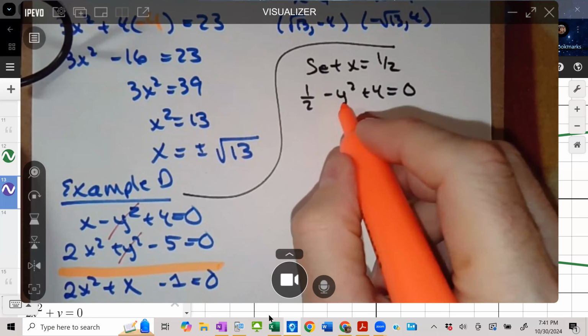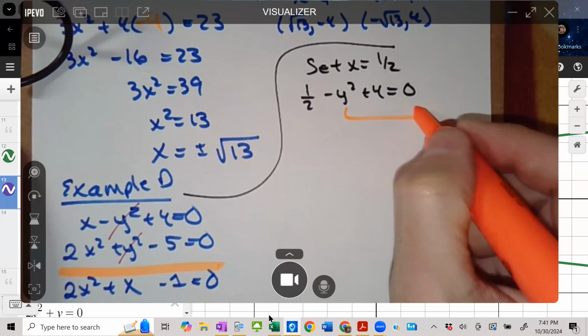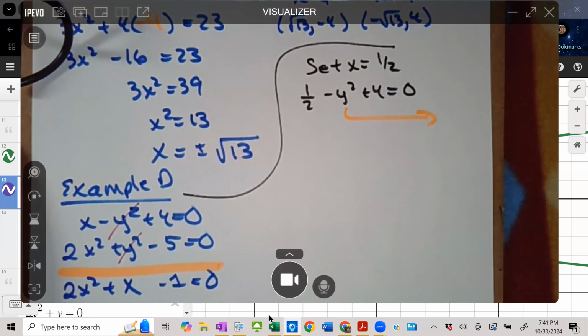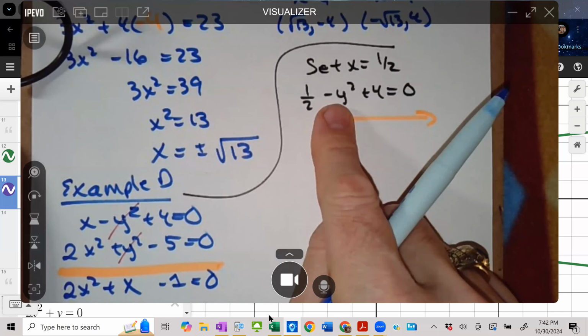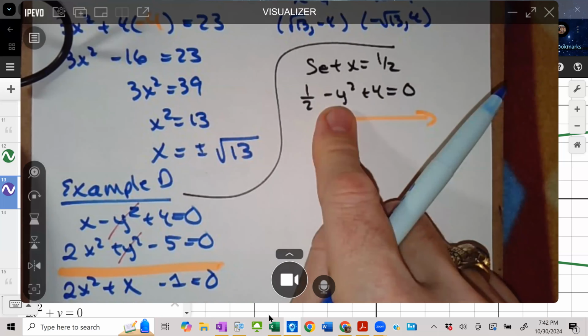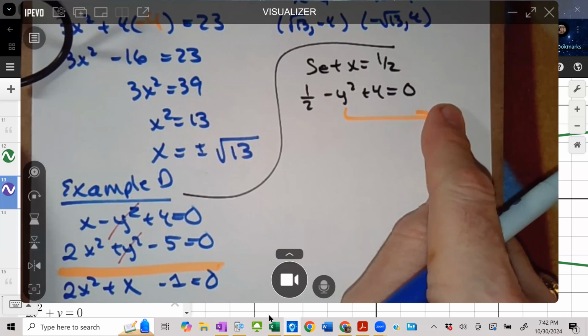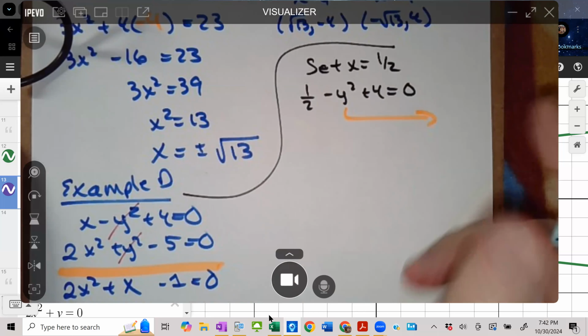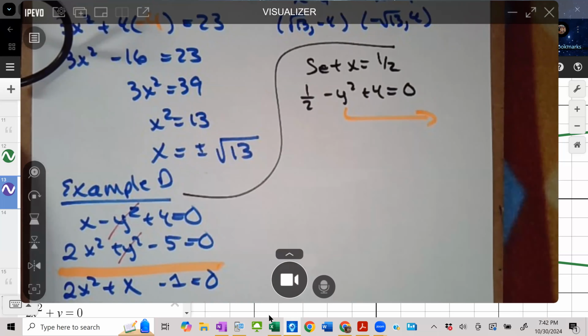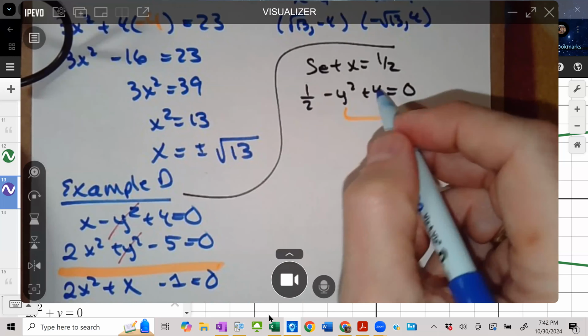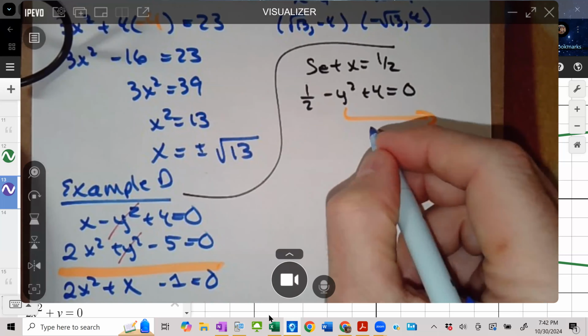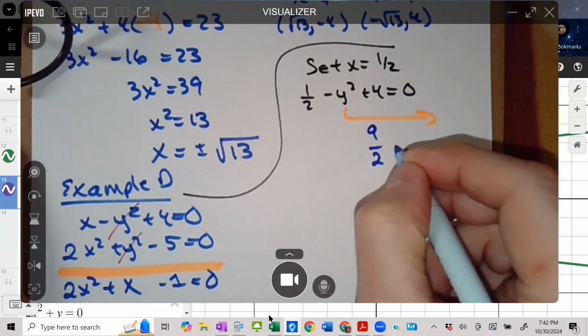The y squared, I'm going to move that to the right-hand side. Can you tell me why? Why would I move that to the right-hand side? What's the benefit? If you said because that's going to make that negative a positive, and then you don't have to deal with a negative, give yourself a couple bonus points. Well done. So 4.5 on the left-hand side, I'm going to rewrite that. Instead of 4.5, I'm going to write that as 9/2 equals y squared.